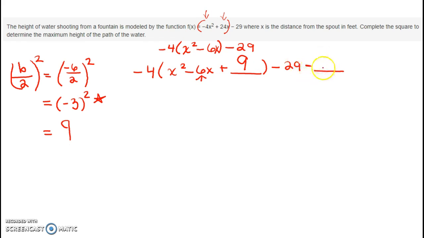But I'm not just going to subtract away 9, because that 9 really has a -4 being multiplied by it. So I have to take that -4 into account. So 9 times -4 is -36. So I have to subtract away -36. So once I complete that process, I'm almost there. Now it's just cleaning up the equation.